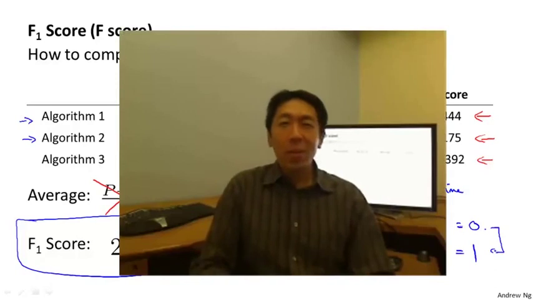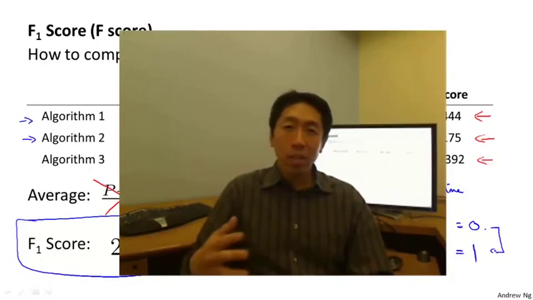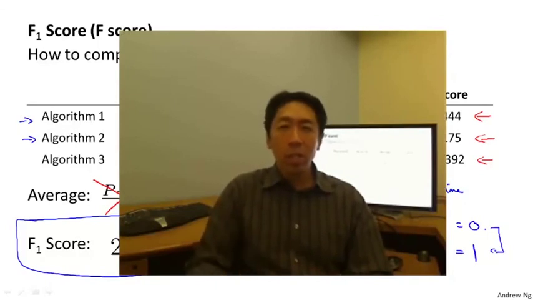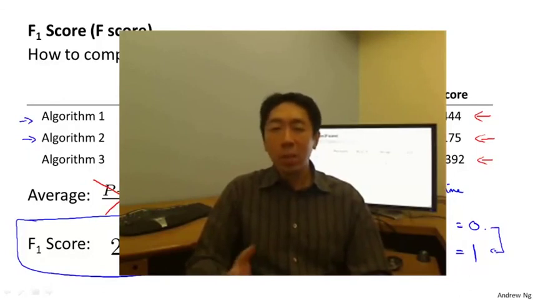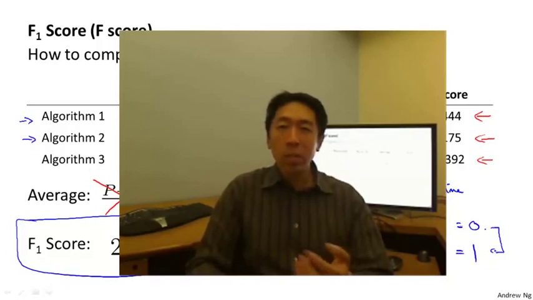So in this video, we talked about the notion of trading off between precision and recall, and how we can vary the threshold that we use to decide whether to predict y equals 1 or y equals 0. So there's a threshold that says, do we need to be at least 70% confident or 90% confident or whatever before we predict y equals 1. And by varying that threshold, you can control a trade-off between precision and recall.